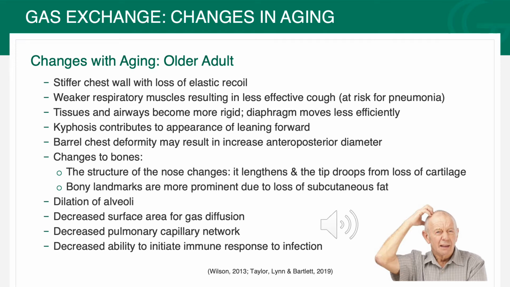A lot of times you'll see older adults that have kyphosis, which makes them look like they're leaning forward, and it's that little hump at the shoulders right behind the back and the neck.